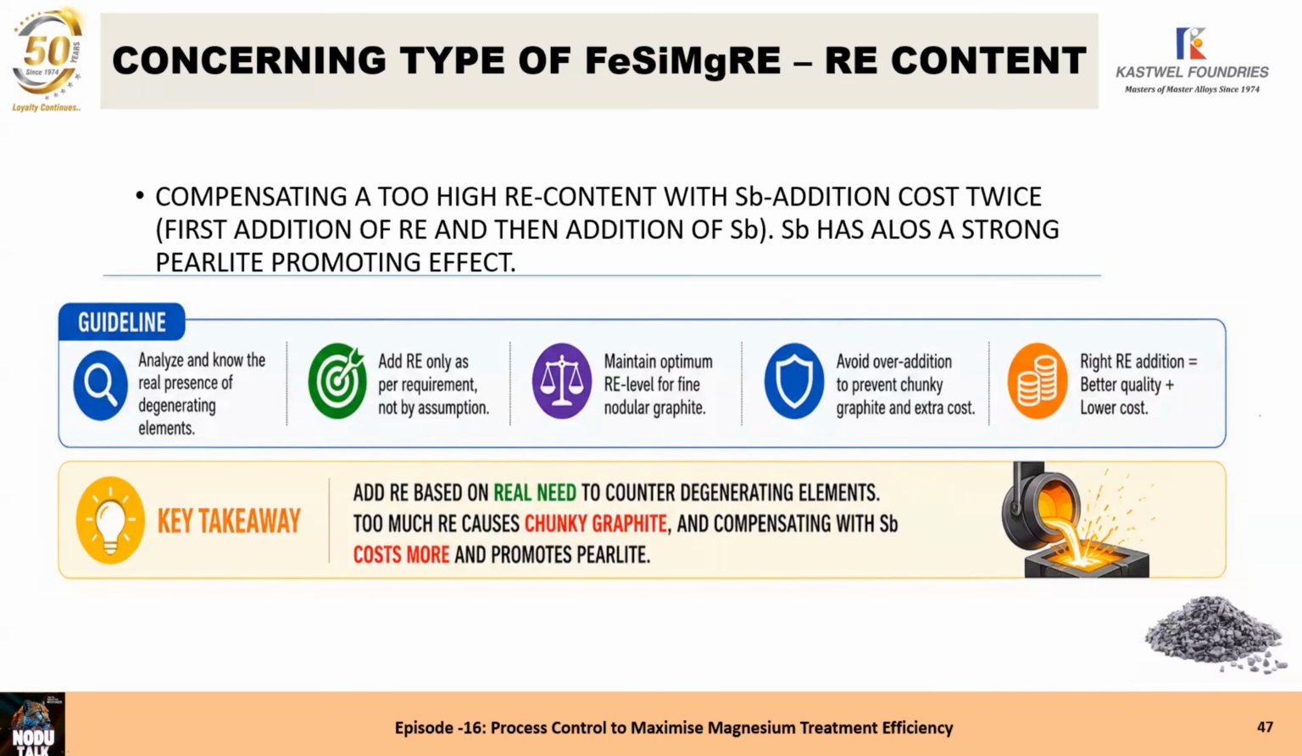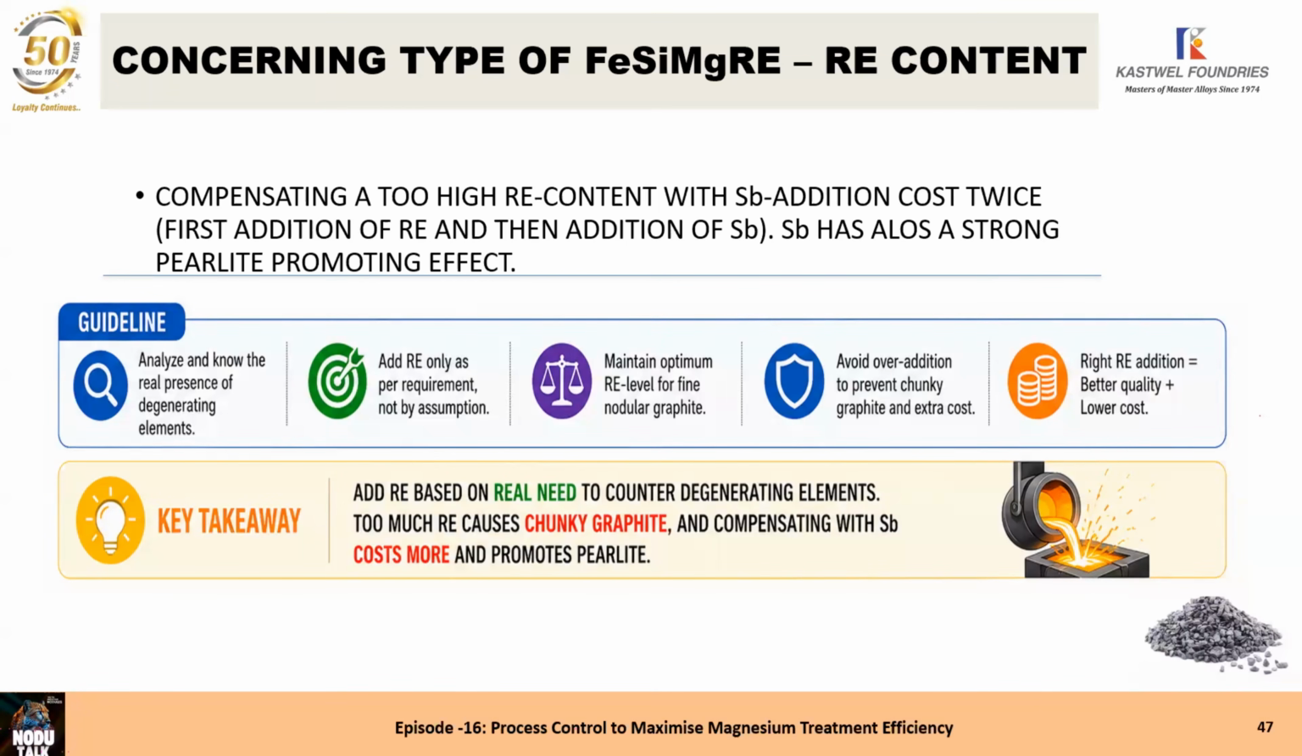This is often overlooked in the foundry. They take a general value and add rare earths depending upon the presence of these elements. Add rare earths only as per requirements, not by assumption. Maintain optimal RE levels for the nodular graphite. Avoid over addition to prevent chunky graphite and extra cost. Right RE addition is equal to better quality and lower cost.